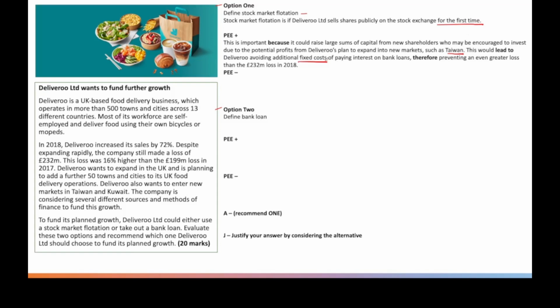Now, this paragraph's really nice because it's actually starting to do a comparison between the other option and obviously doing an IPO, therefore preventing an even greater loss than the 232 million loss in 2018. Okay, we know their losses are getting higher. They're going to have pressure on them to start making profits in the future, but Deliveroo is not focused on profitability. Now, the weak students will go sales and profits. Well, this company is talking about growth, market growth. They want to get loads and loads of loyal customers.